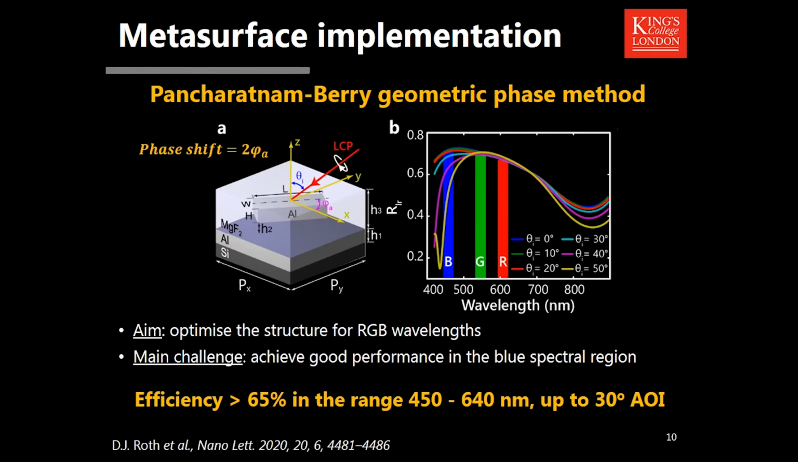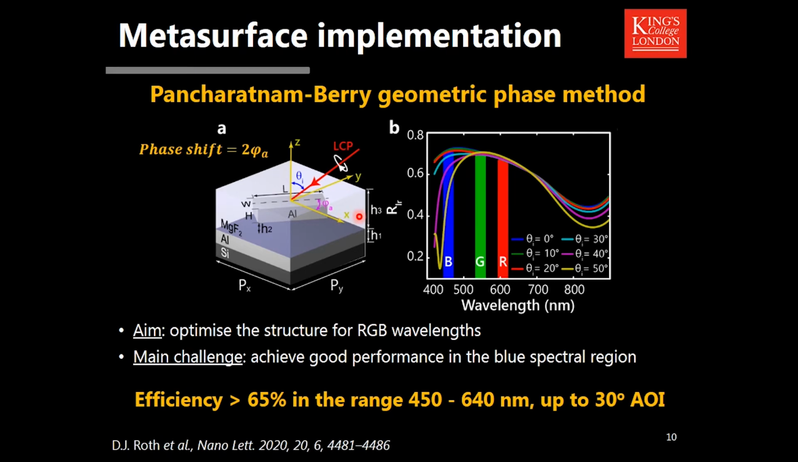The implementation of the metasurface is based on the Pancharatnam-Berry geometric phase method, where the phase elements are these little aluminium nanorods, which are placed on an aluminium ground plate and separated from it by a dielectric layer of magnesium fluoride. Here, the phase shift imposed onto the light is equal to double the rotation angle of the nanorods with respect to the x-axis.